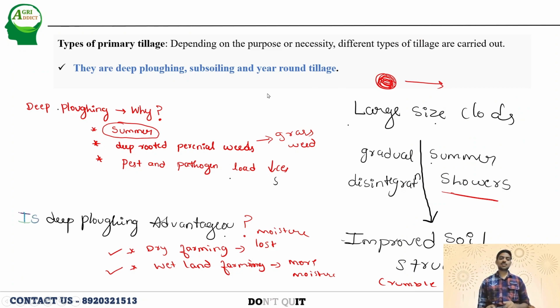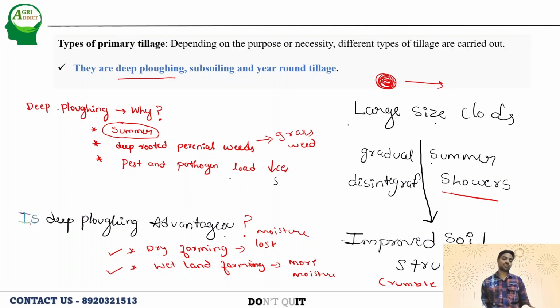Now, we have discussed the primary tillage and the secondary tillage. In the primary tillage, there are three types of tillage again. One is deep plowing. This is done heavily in summer and for the crops in wetland farming. See, if you want to conserve more moisture, you have to go for deep plowing so that more soil depth will be created, so that water will be absorbed easily. And this is not at all advantageous in case of dry farming, because if you are performing deep plowing, what actually happens is moisture is lost.